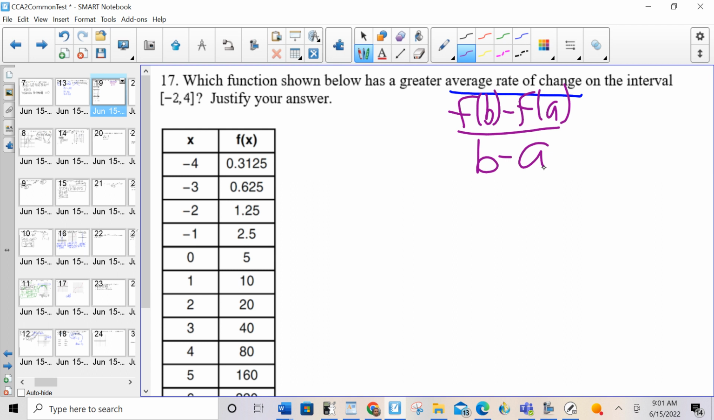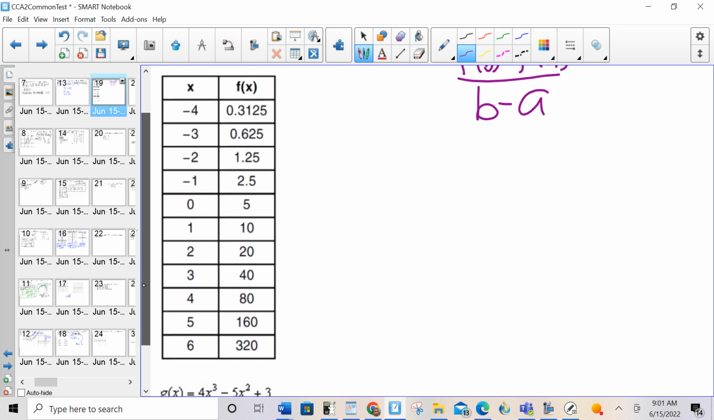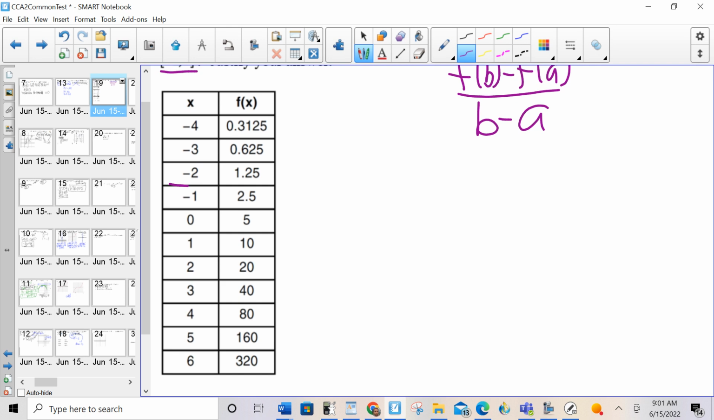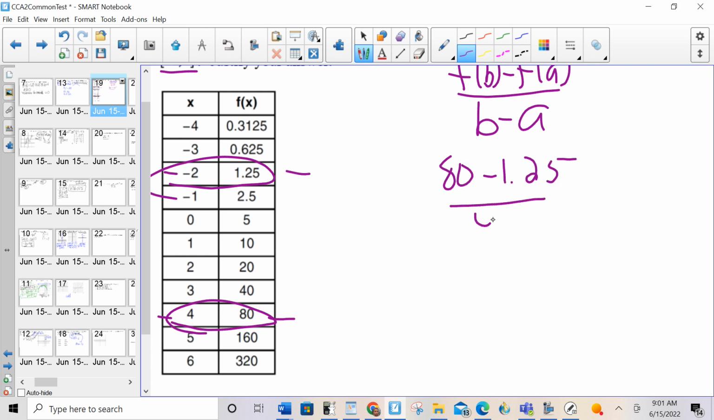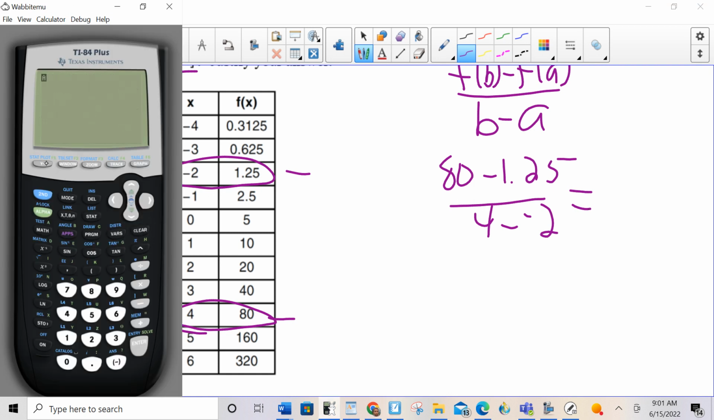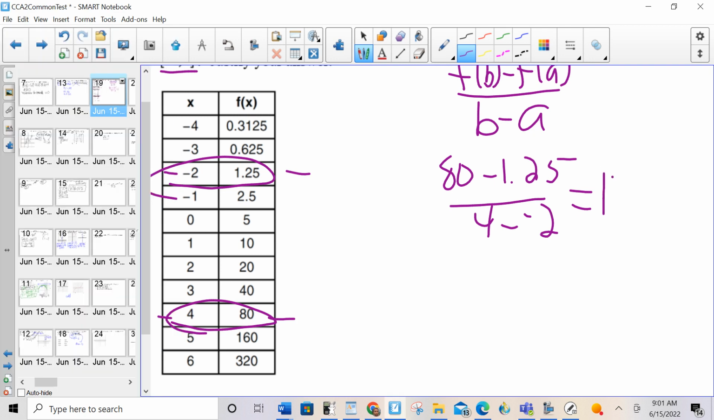It has to tell you what you're finding the average rate of change between. Here it says from negative 2 to 4. So I'm going to circle negative 2. I'm going to circle 4. f of b and f of a are your y values. I like to always go bottom minus top over bottom minus top. So it's 80 minus 1.25 over 4 minus negative 2. Let the calculator do the work for you. Alpha Y equals enter. 80 minus 1.25 over 4 minus negative 2. 13.125.